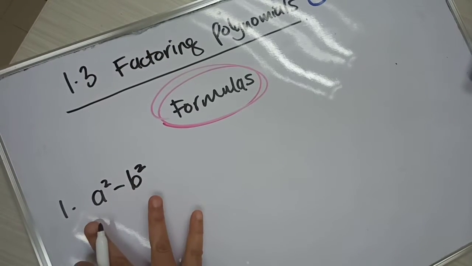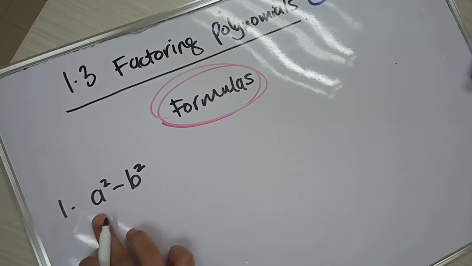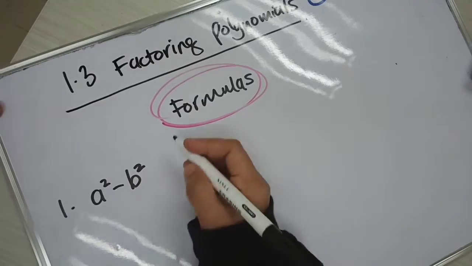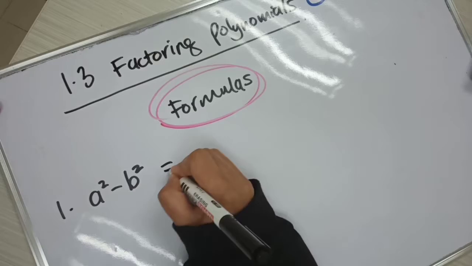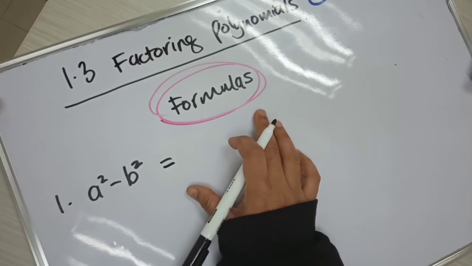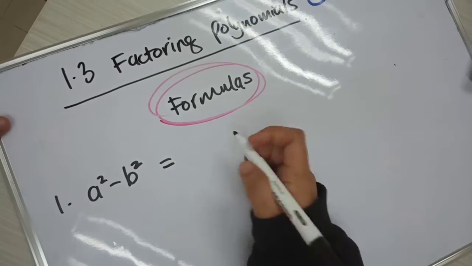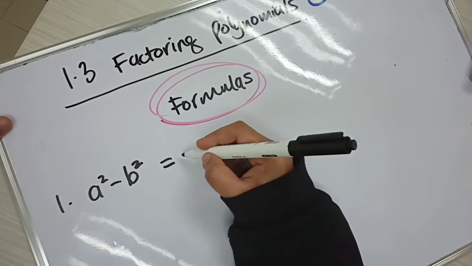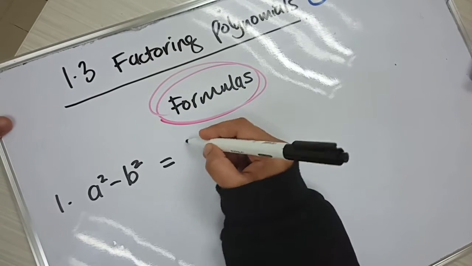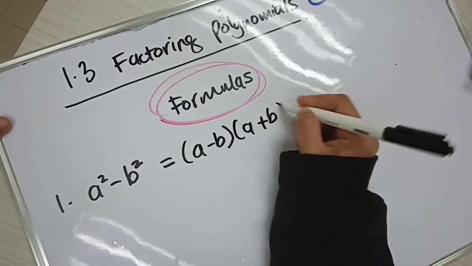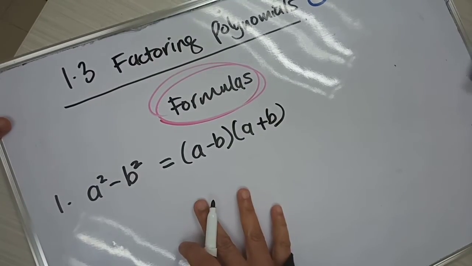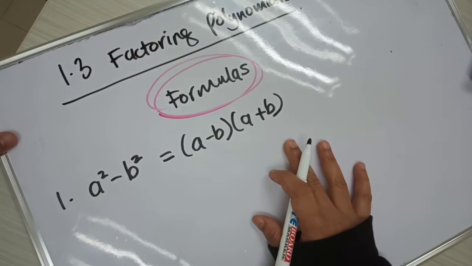That's why we call it the difference of two squares, because we have two squares, a square and b square. When you see this type of polynomial, you can write it in the form of factors. We separate these two, and it becomes a minus b and a plus b. Alright, this is formula number one.